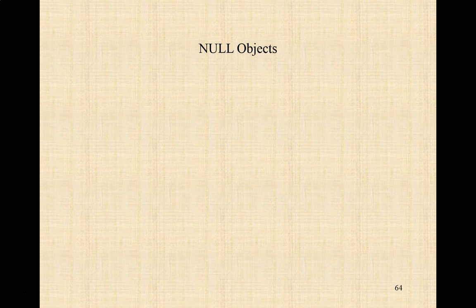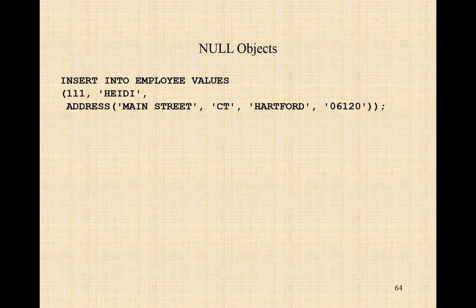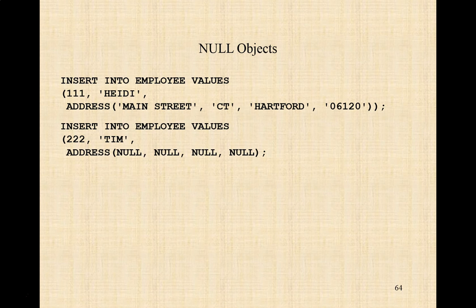Let's consider some inserts into this table. In the insert for employee 111, the address constructor is invoked to instantiate an object. The object is allocated and each attribute is assigned a non-null value through the attribute value constructor. In the insert for 222, the address constructor is invoked to instantiate an object. The object is again allocated and each attribute is assigned a null value through the attribute value constructor.